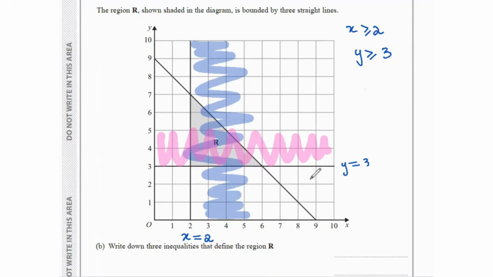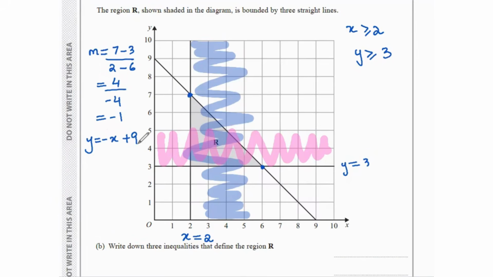Now for the third one, we have to first create the equation of this line. We know that the y-intercept is 9, but what's going to be the slope? For the slope, we can pick 2 points. Let's say we pick this and this. So 7 minus 3 over 2 minus 6. That's 4 over negative 4, which is negative 1. y equals negative x plus 9.